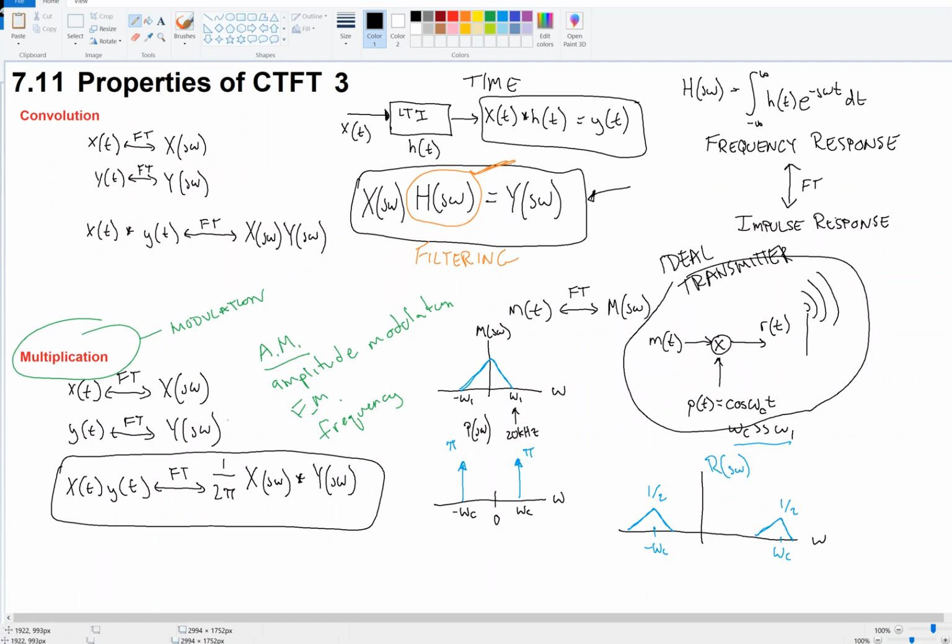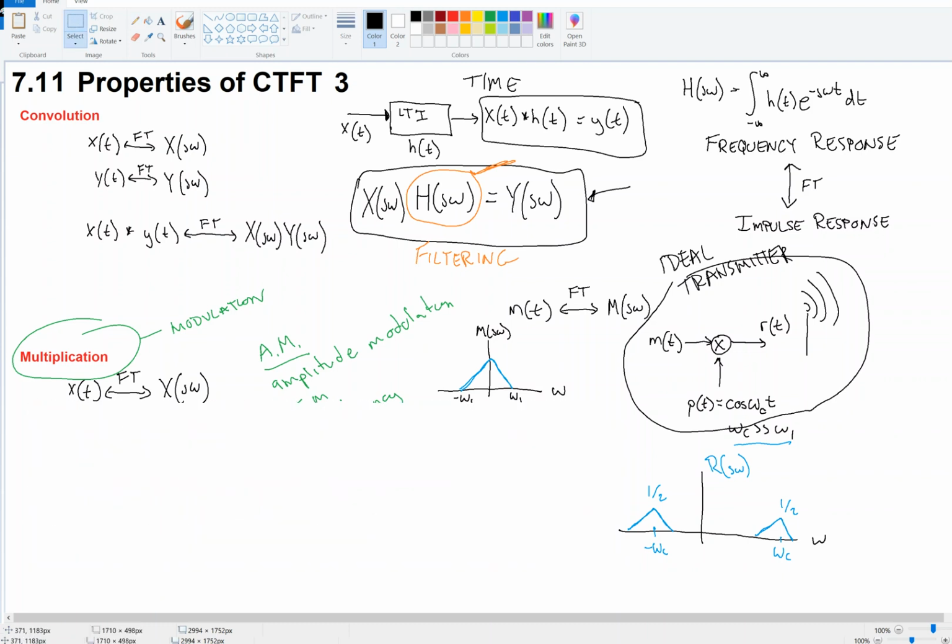And again, it's because of the multiplication property. Multiplying by a cosine in time has the effect of modulating the frequency content up. Now, let's talk about the receiver. Okay, the receiver now. Let's pretend in the land of leprechauns and unicorns that I receive the exact signal that was transmitted. Now really that would never happen, but we need to understand the base case first.